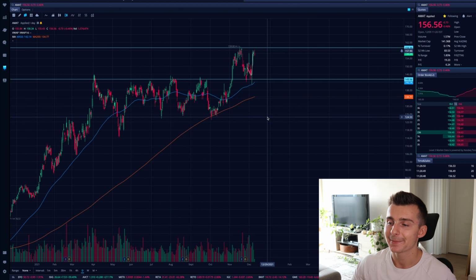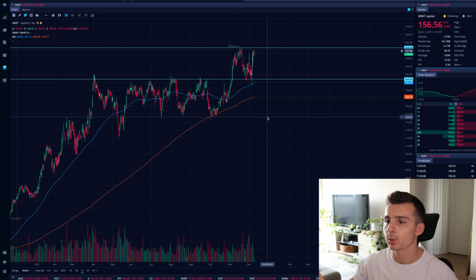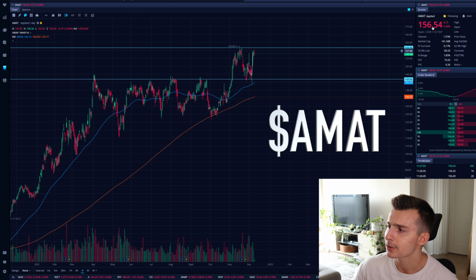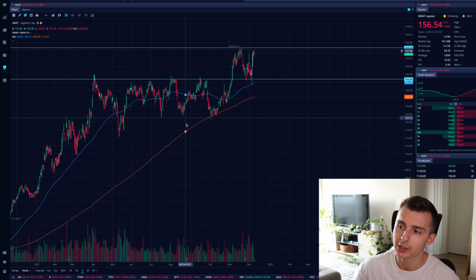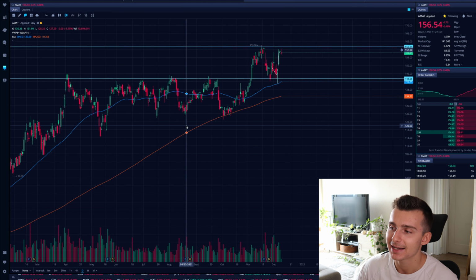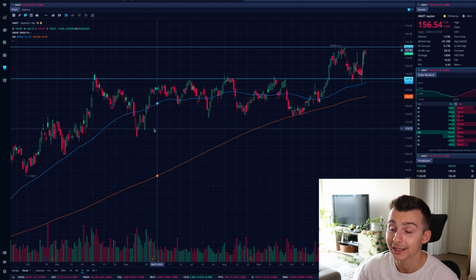Here is a perfect example of support and resistance, and we can get a lot of lessons out of this one, so I want to dive into it. It's ticker symbol AMAT. It's currently trading at $156.50 per share. And what we're looking at right now, if we look back to the left, is the daily chart.